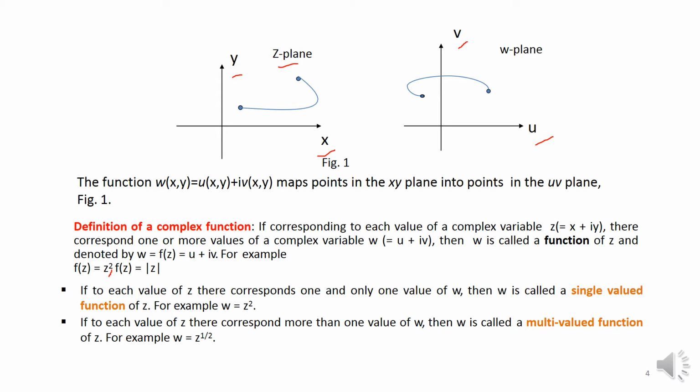If to each value of z there corresponds more than one value of w, so in the w plane we will be having 2 or 3 points, and in the z plane only one point, then w is called a multi-valued function of z. For example, w = z^(1/2), or under root z. So under root z will be plus minus value, and w will be having correspondingly two values. One will correspond to plus under root z, and another is minus under root z.